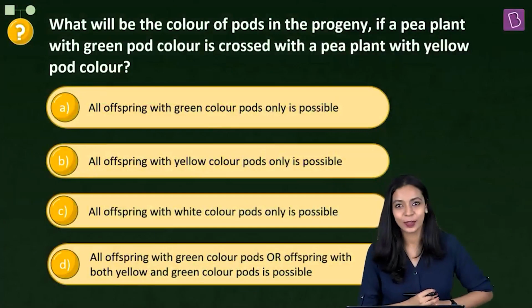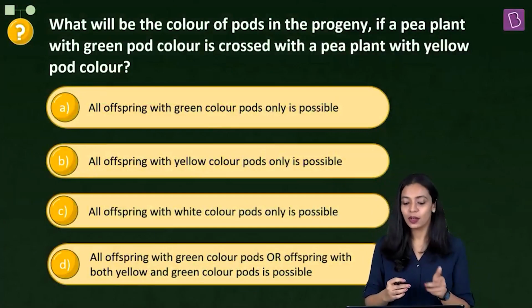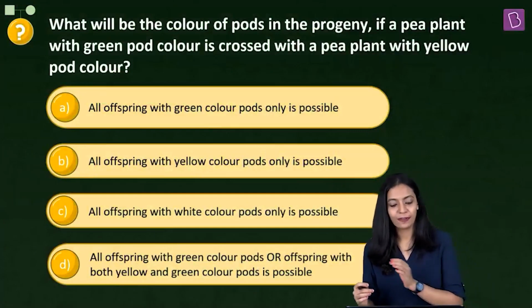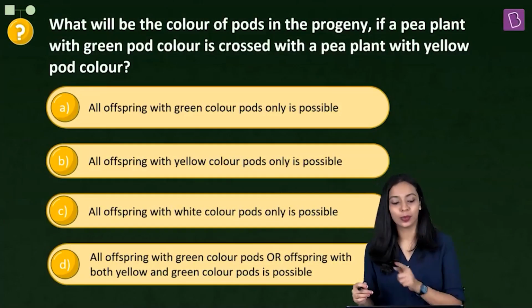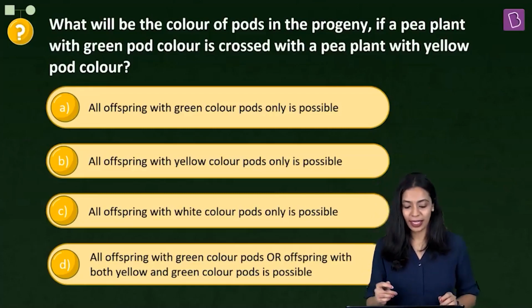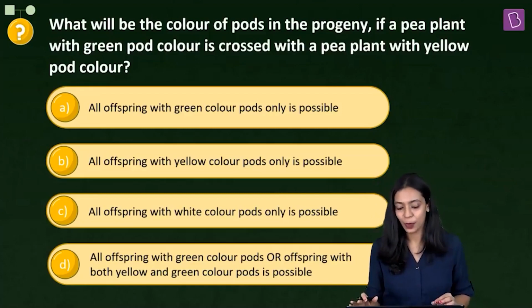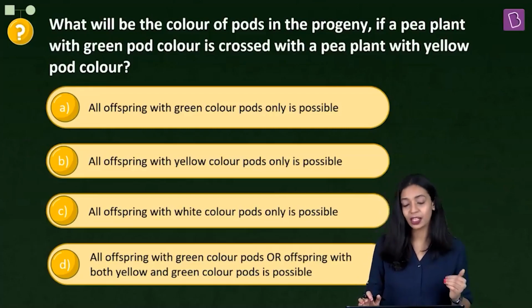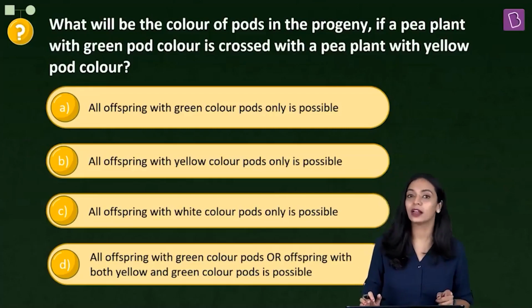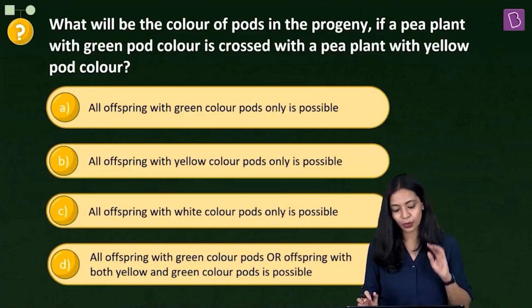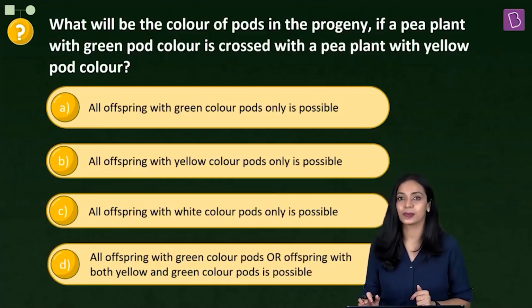Now, let's take a look at the question. What will be the color of pods in the progeny if a pea plant with green pod color is crossed with a pea plant with yellow pod color? Option A, all offspring with green color pods only is possible. Option B, all offspring with yellow color pods only is possible. Option C, all offspring with white color pods only is possible. Option D, all offspring with green color pods or offspring with both yellow and green color pods is possible.